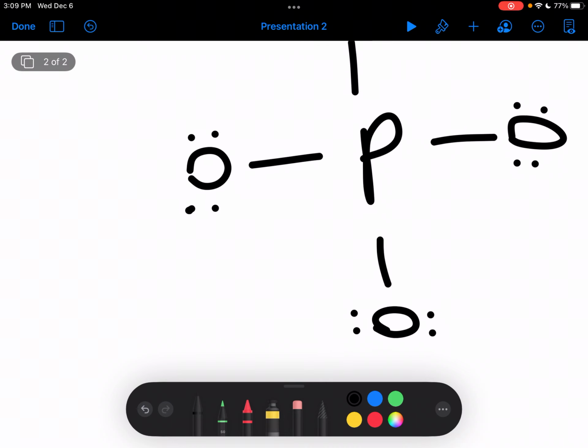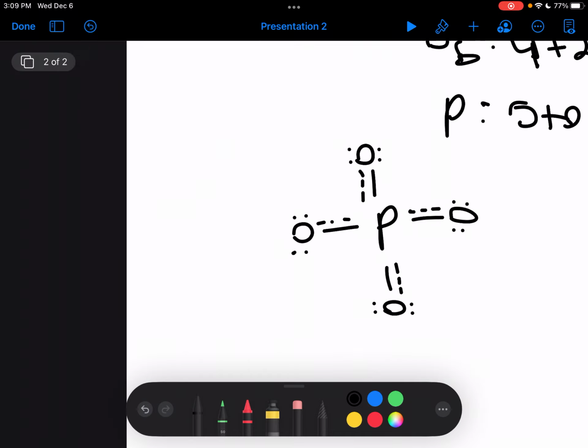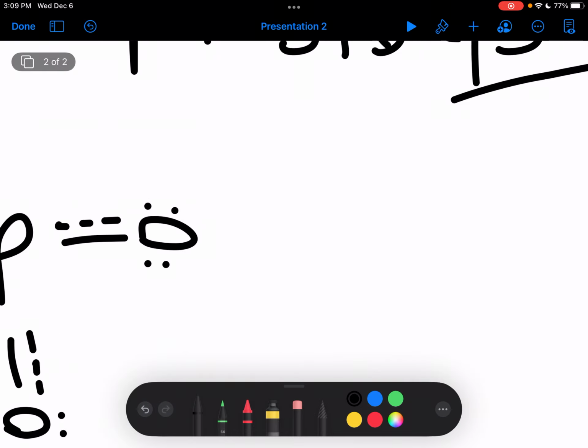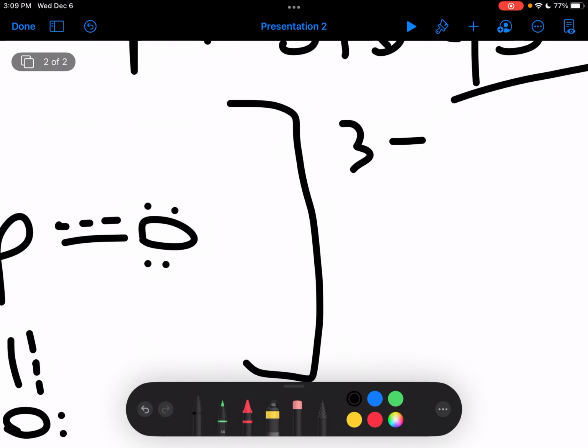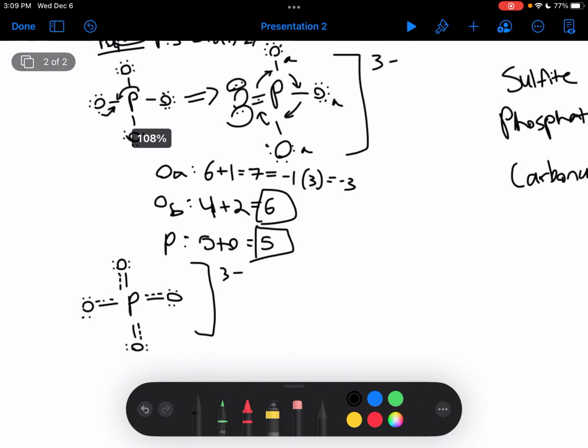And with the bonds, we can show a double bond with the dashed line. And once again, we must draw our bracket showing a 3- charge. And that shows our phosphate.